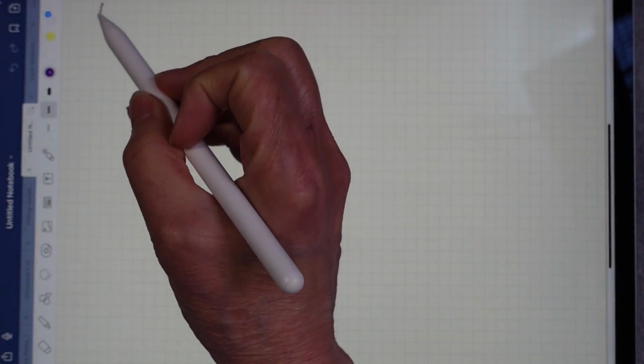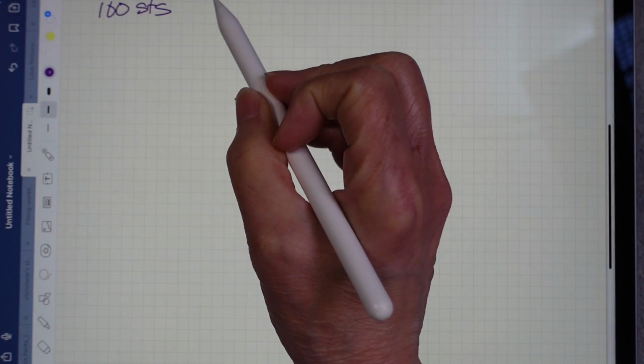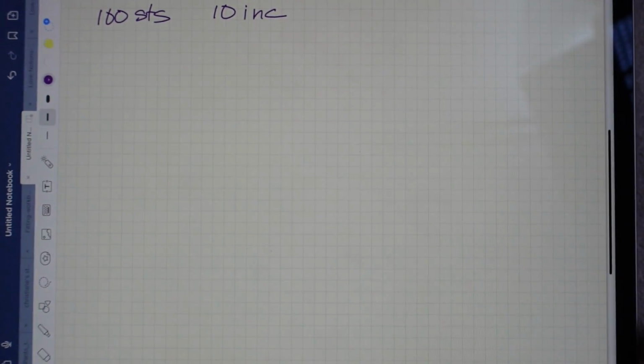Now, there are times when I want a little bit more precision, but I don't want to go hunt up an online calculator or look up what the formula is. So I do these kinds of calculations visually. So let's say I had 100 stitches on the needle and I needed to add 10 stitches. So I needed to do 10 increases.